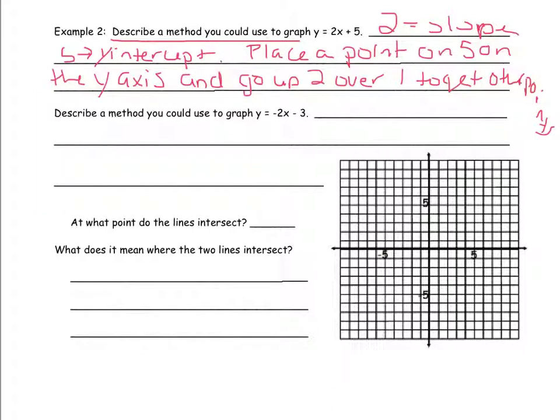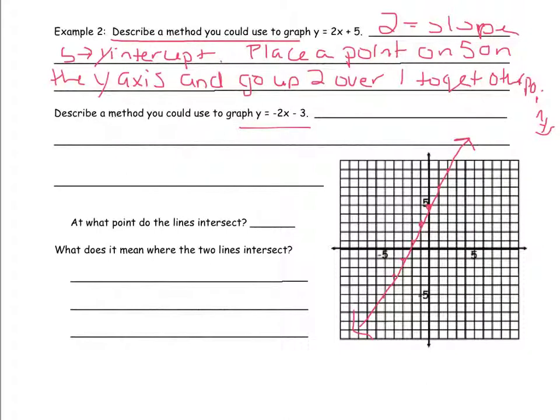So I'm going to start at 5 right there, and I'm going to go up 2 over 1, up 2 over 1, or remember I could go down 2, back 1, down 2, back 1. And hopefully, now that you are working for accuracy, which is very difficult here, you will use a ruler and draw that straight line.